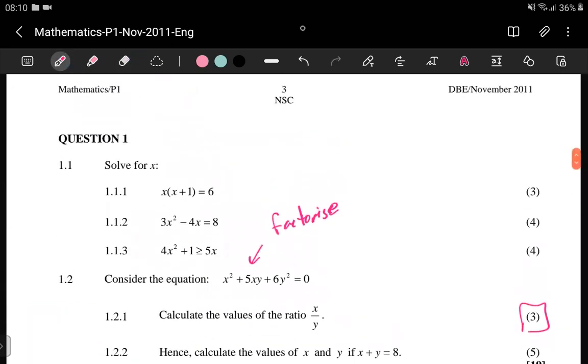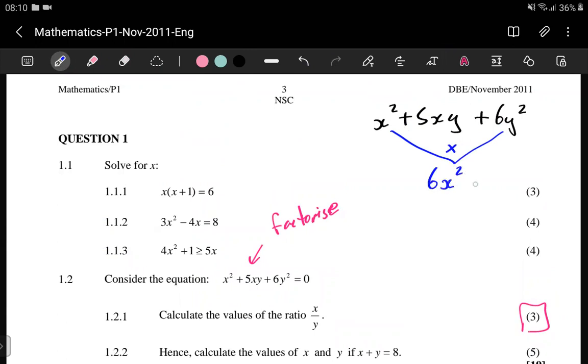Let me write it out here. If you have x squared plus 5xy plus 6y squared, this is how you always factorize a trinomial. You take the number on the far end and the number on the other far end and multiply them together. So you get 6x squared y squared. Then you want to split the middle number up: factors of 6 that give a 5. It's just 6 and 1. So to get a positive 5, it has to be a positive 6 minus a 1. Do you see it?